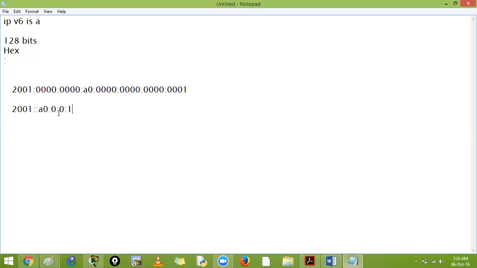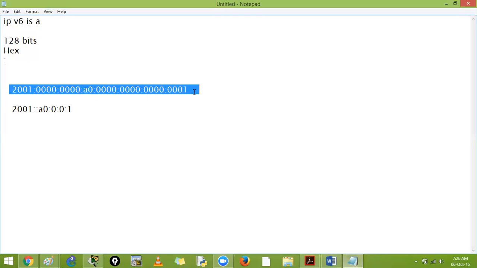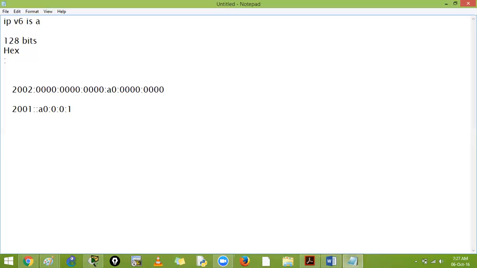Then only your device will be able to make out that previously it was 2001, then 3 hextets of zeros were there, then A0, 0000, 0000, 0001. So now the device will be able to figure out there are actually 8 hextets. So okay, 1 2 3 4 and 5. So I have 3 over here, 6 7 8. So if you want to omit continuous zeros, you can do it only once.